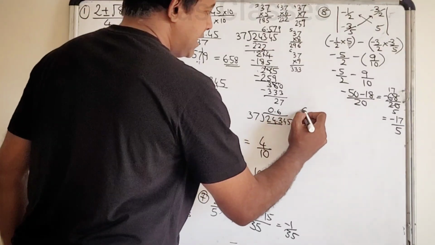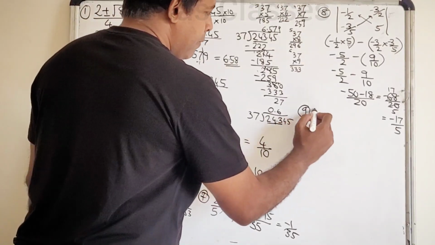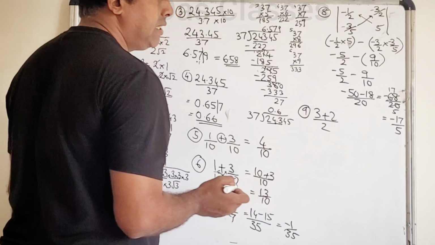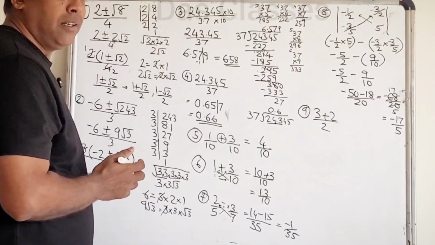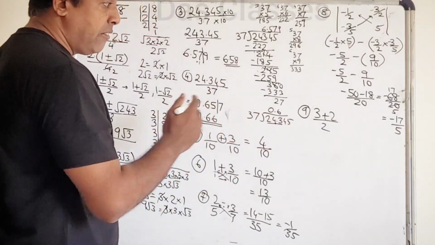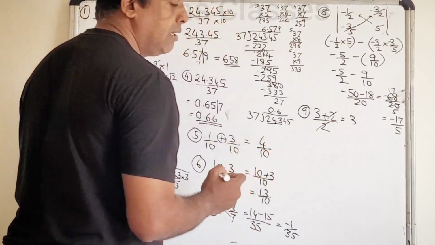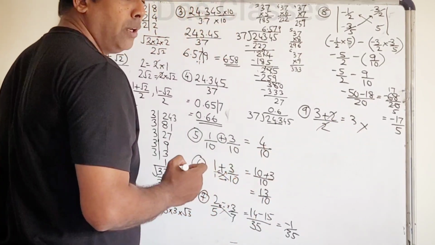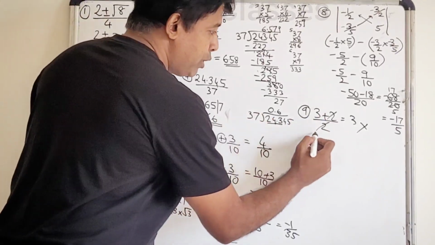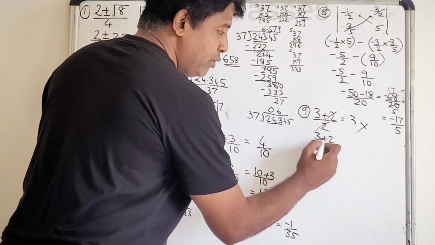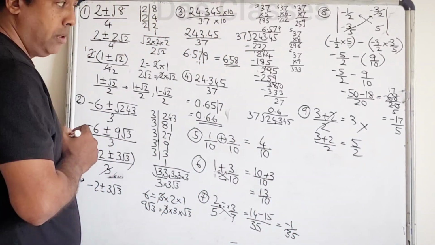Okay. Next example. 3 plus 2 upon 2. Very basic. I know you did it in your 4th standard, 5th standard, but still mistakes are made in this kind of sums. Now you have 3 plus 2 upon 2. What students do is they just cancel this and write the answer as 3. This is wrong. You can't cancel because there's a plus. Even if there was a minus, you couldn't cancel it. What you need to do is first add this. That is going to be 5 upon 2. That's how you need to do it.